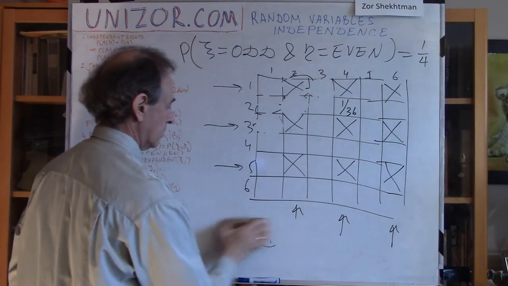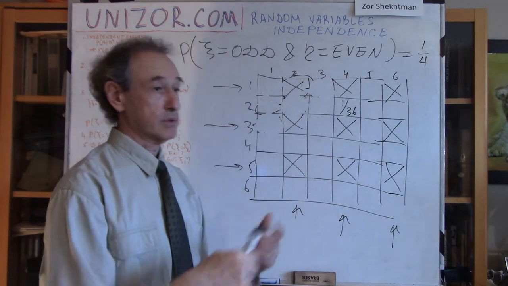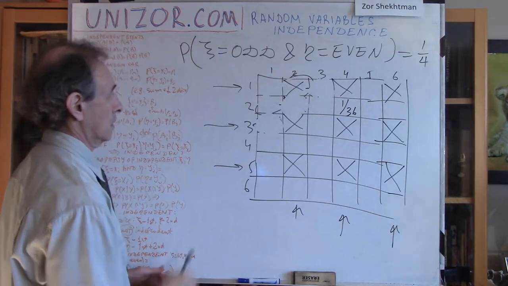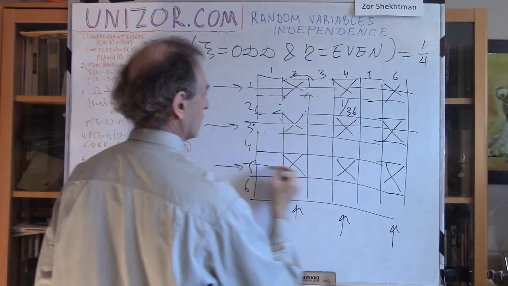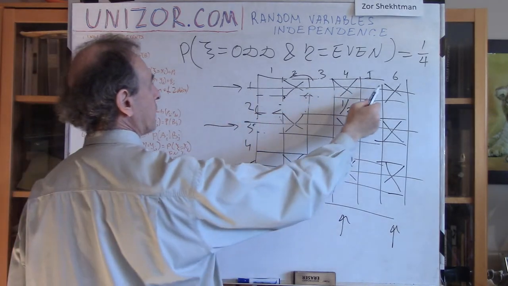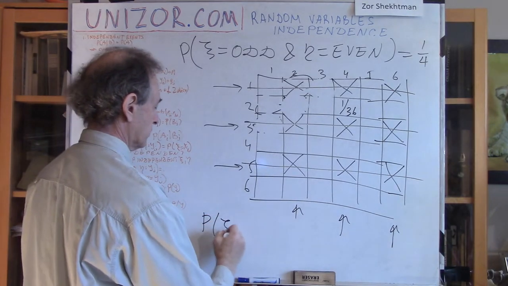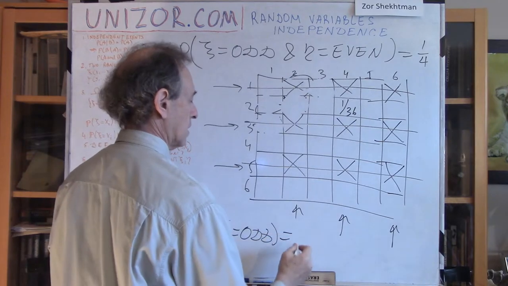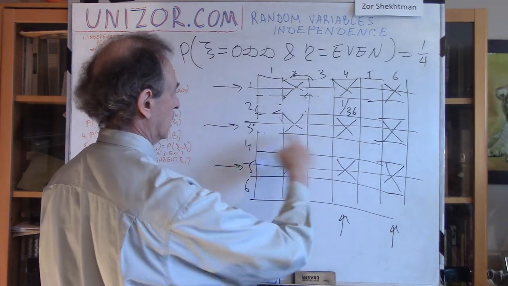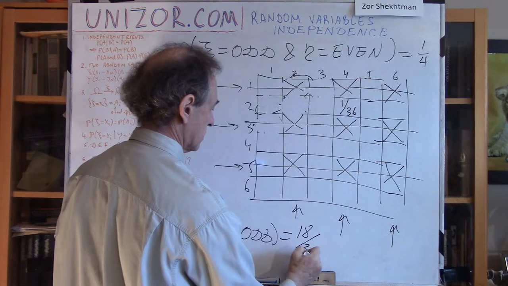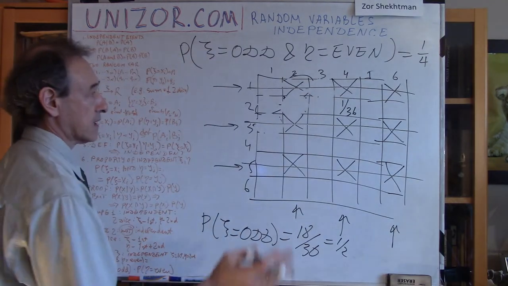Fine. Now let's calculate separately the probability of xi being odd, so the first one is odd, and we don't care about the second one. So the first one being odd is all of these, and all of these, right? 1, 2, 3, 4, 5, 6, 3 times, so it's 18/36. So the probability of xi being odd is 1, 2, 3 times 6, 18/36, which is 1/2.